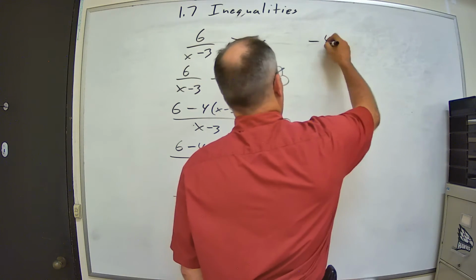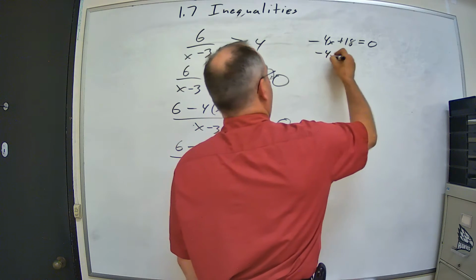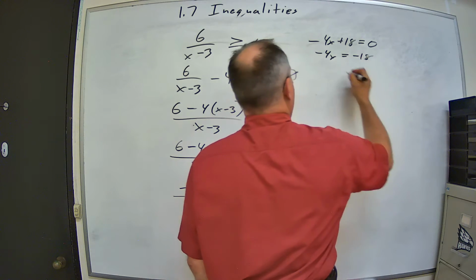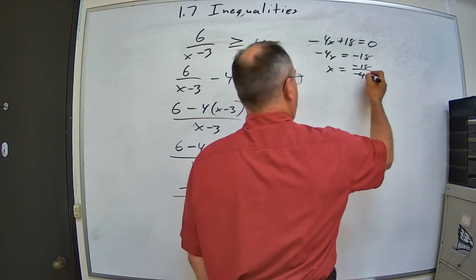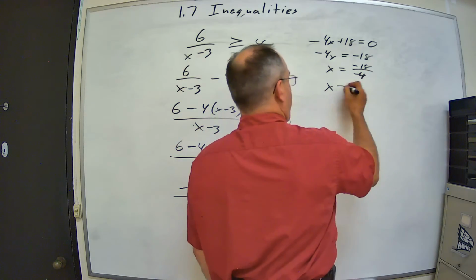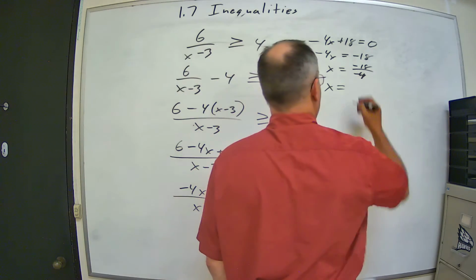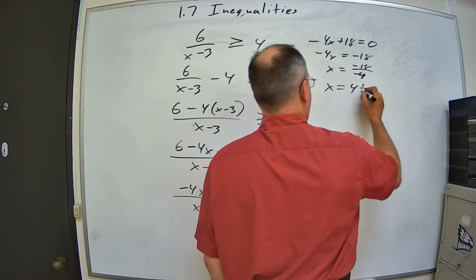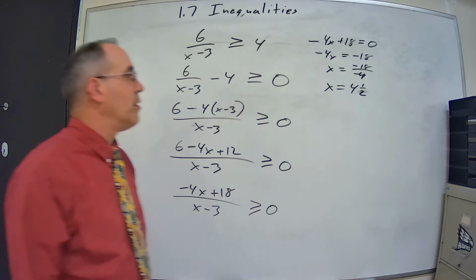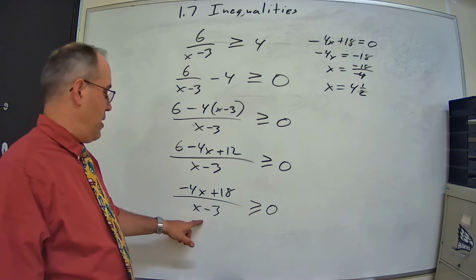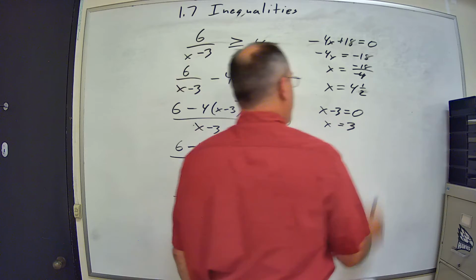So negative 4x plus 18 equal to 0, negative 4x equal to negative 18, x equal to negative 18 divided by negative 4. So x is equal to 18 divided by 4, which is 4.5. So we've got that one. And then x minus 3 equal to 0, x equal to 3.